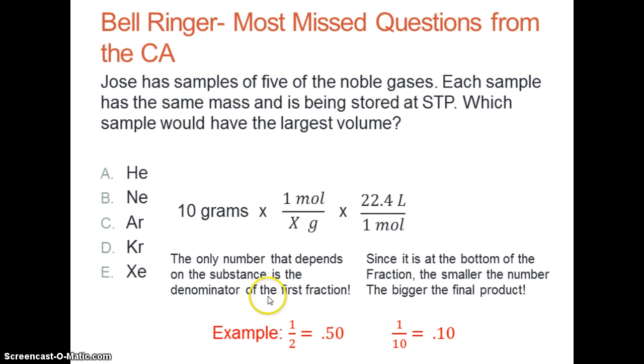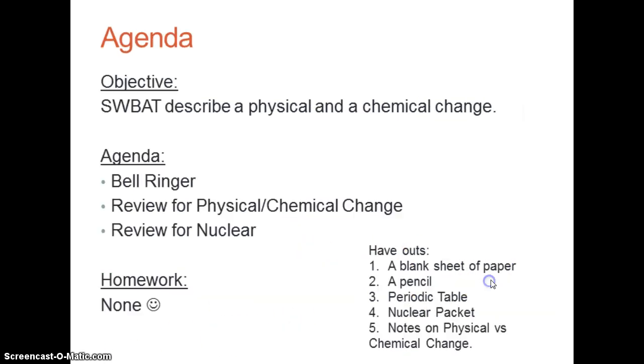Only 10% of students got it right on the common assessment in the entire district, so I know we're capable of better than that, so we can work on this when I come back tomorrow. Our agenda for today. We're going to study for the quiz, which we're going to take the last 20 minutes of class. You have physical and chemical change review, as well as review for nuclear. Your have-outs are listed here on the bottom of the slide.